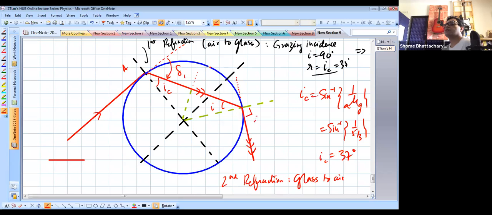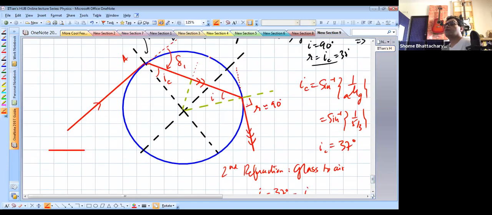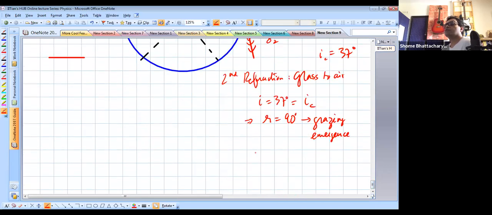This will be 90 degrees, like this. Okay. Now, more importantly, here you'll be able to see that this deviation is my second deviation, and this deviation is also going to be another 53 degrees. Okay, so delta 2 is again 53 degrees.